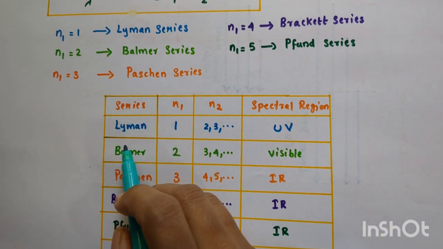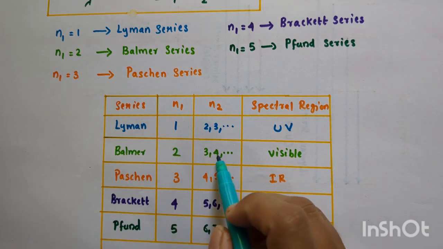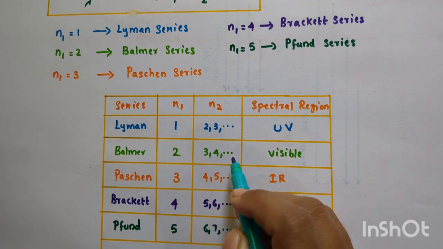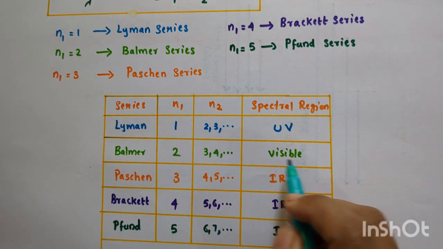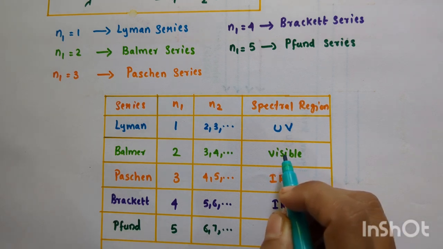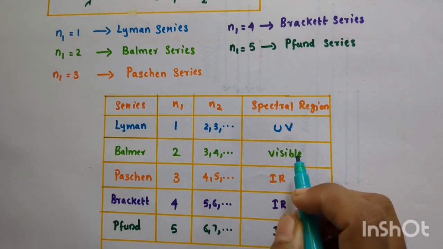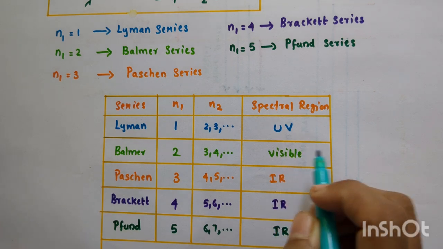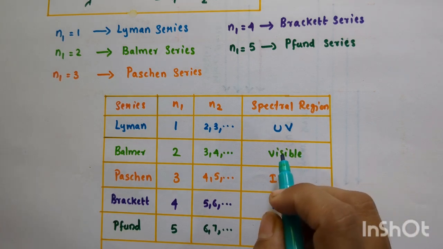And for the Balmer series, n1 will be 2, and n2 can have values 3, 4, 5, etc. Its spectral region actually lies in the visible region, that is, our visible light. Violet, indigo, blue, green, yellow, orange and red colors are called visible light.